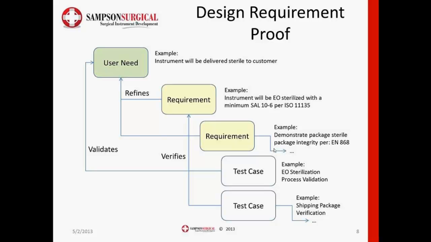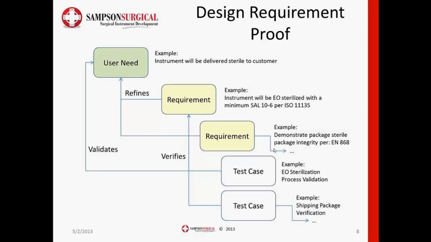We want to have a one-to-many kind of relationship. So two examples of requirements would be: EO sterilized with a minimum SAL of 10 to the minus 6 per the ISO standard that regulates EO sterilization, which is 11135. And then another requirement that demonstrates the sterile package integrity is sufficient. And actually, I think the EN 868 is obsolete.